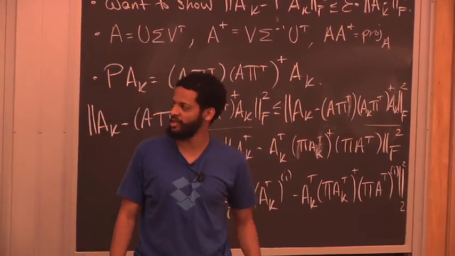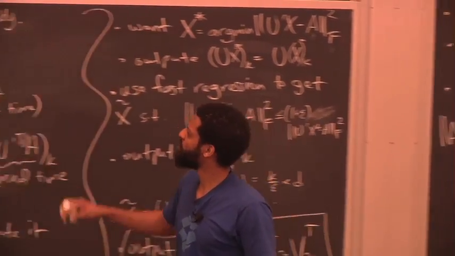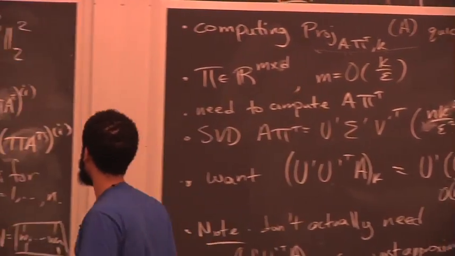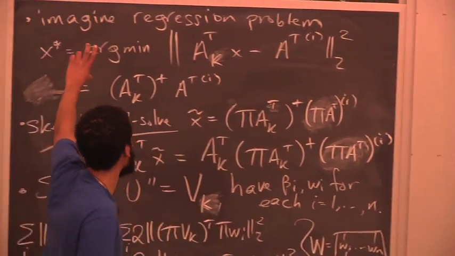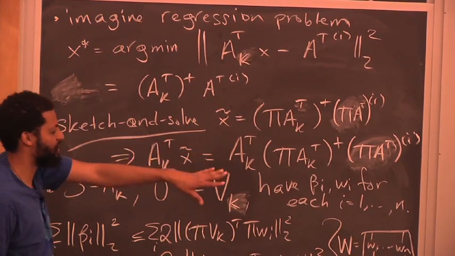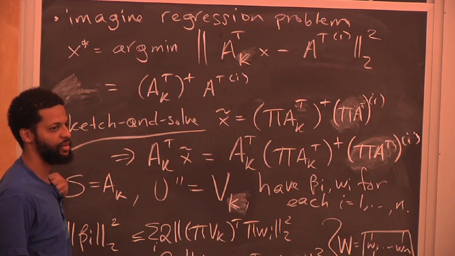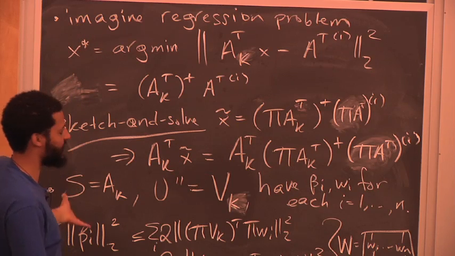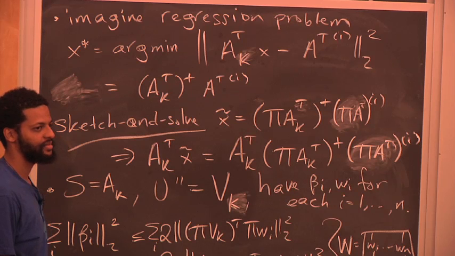Okay, and then what I want to do is apply regression method 3. I'm just basically reusing the analysis of regression method 3 and saying, if I bound that error using this analysis, then I get good error.